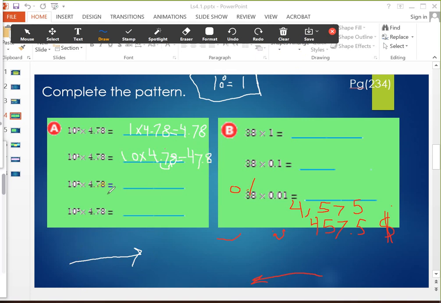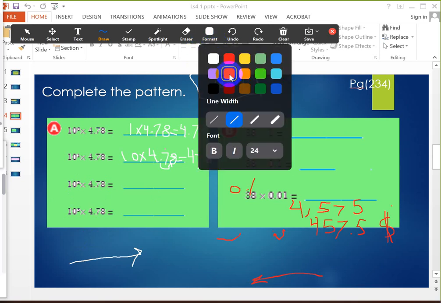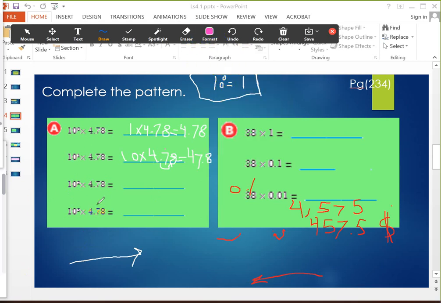Okay? What about 10 power 2? I will change the color. Maybe the color is not good. 10 power 2. You know that 10 power 2 or the second power of 10 equals what? Equals 100. That means I have 2 zeros because I have 2 in the power. That means 100 multiply 4.78. I have to move the decimal point here 2 digits into the right side from here to here. So the number will be what? 478.